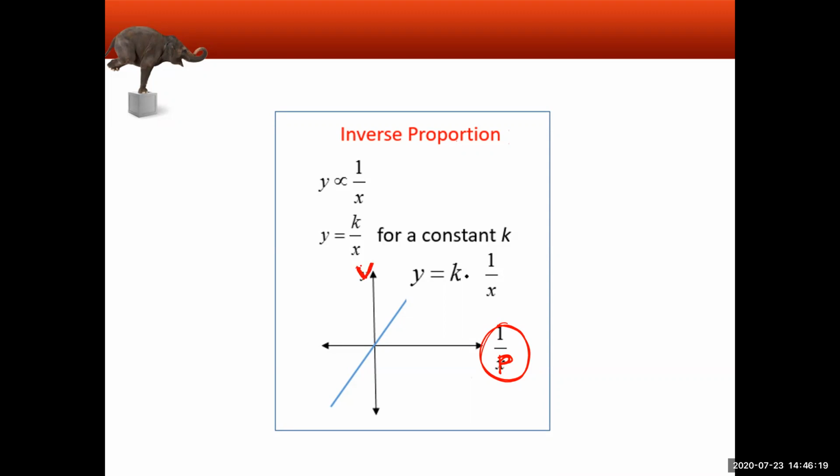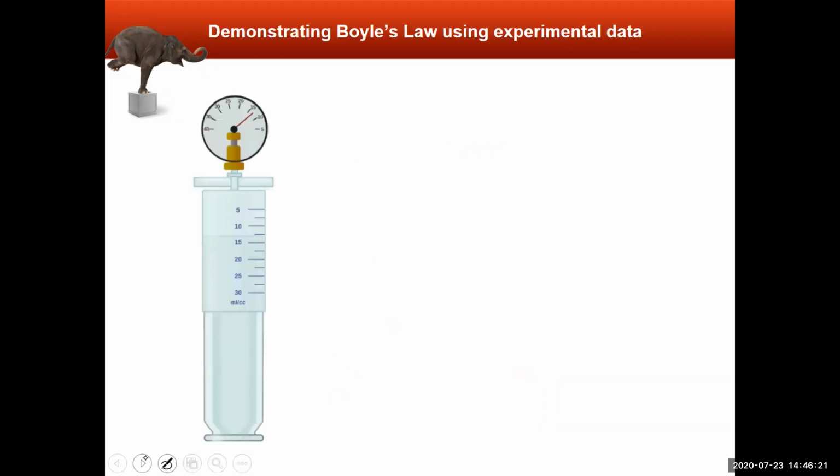Okay, so let's have a look at some experimental data. We have here a cylinder containing a gas and a movable piston. So this is our movable piston here. And we're able to actually change the volume of this gas, and up here we have a barometer that's measuring the pressure.